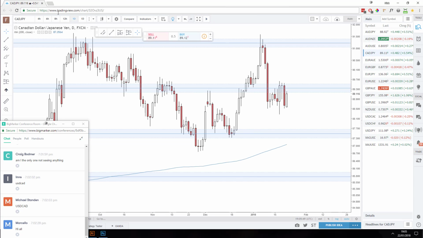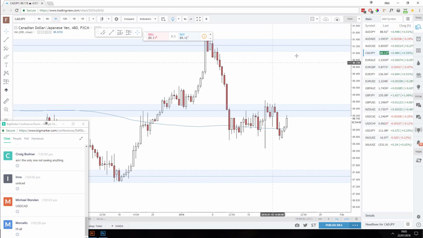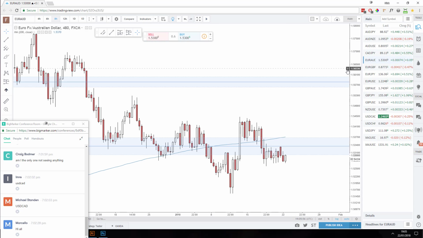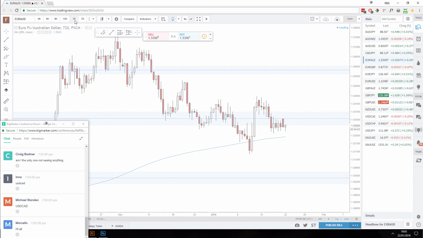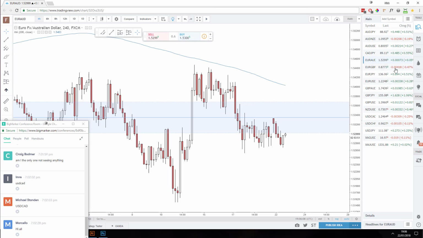CADJPY, nothing much going on here. EURAUD, yeah, nothing much going on here either. It's kind of stuck on top of this support resistance area here. But there's nothing that I'd really consider tradable there.